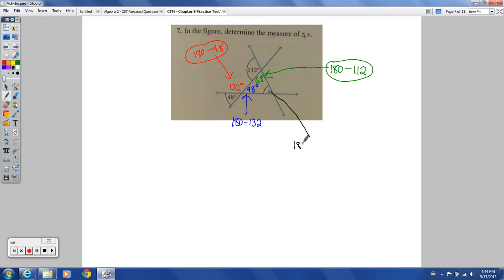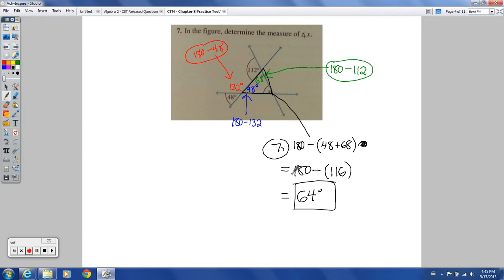What's left for x would be 180, because you have a triangle right here, notice. Got a triangle right there. And all the angles in a triangle, the interior angles, are supposed to add up to 180. So if we just subtract the sum of 48 and 68 from 180, that should give us our answer for this one, for number 7. This would be 180, I'll put it down here, 180 minus, and it looks like that would be 100 plus 16, so minus 116. That, my friends, should be 64 degrees. So number 7, 64 degrees is our final answer.